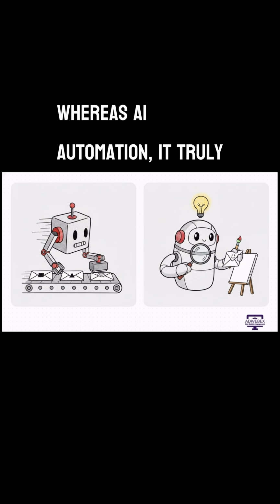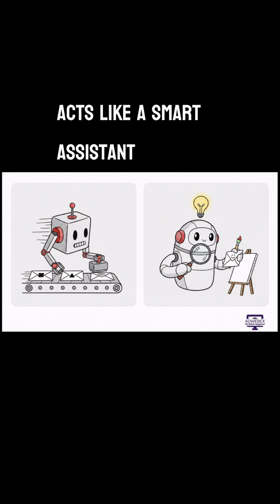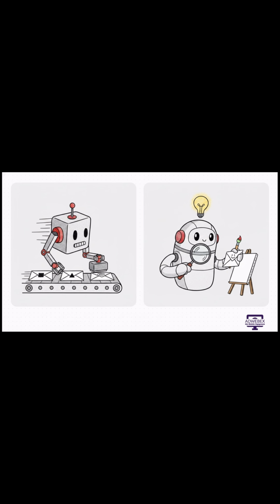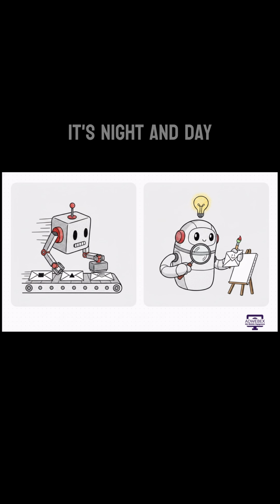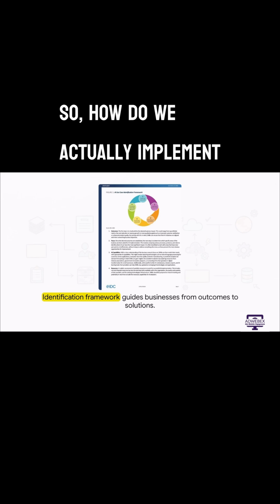Whereas AI automation truly acts like a smart assistant. It understands the context, identifies the underlying sentiment, and generates bespoke content before taking any action. It's night and day. So how do we actually implement this?